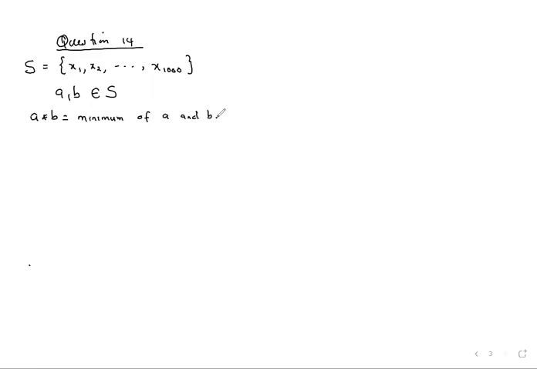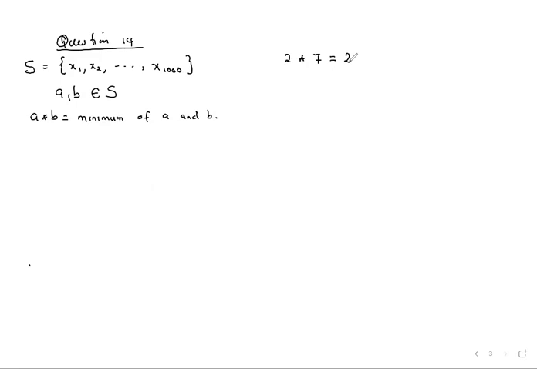When you say minimum of A and B, suppose you have 2 star 7. The minimum of 2 and 7 is 2. What do you mean by minimum? It is the smallest. The smallest between 2 and 7 is what you call a minimum. So A star B will always be equal to the smallest number. That's what this question is saying.